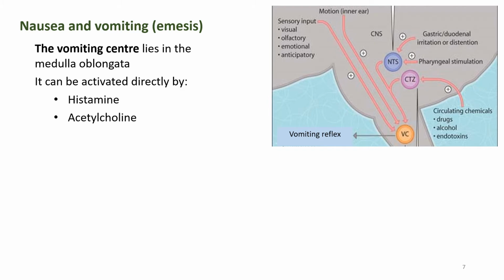In itself, it can be activated. It has receptors for histamine and acetylcholine and possibly a few other things. So it can be activated directly, but more often than not, there's 4 other areas that input into it. As we said, when it receives the input, it's the area that directly triggers the vomiting reflex.